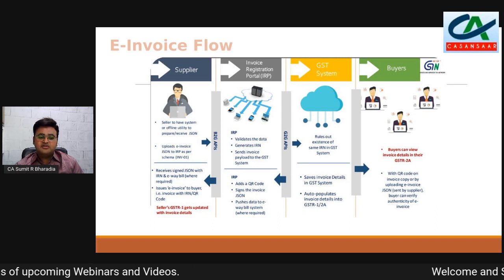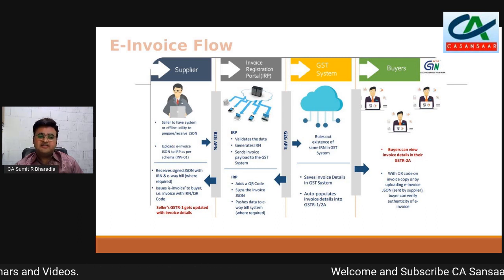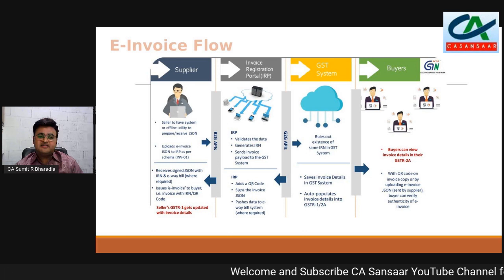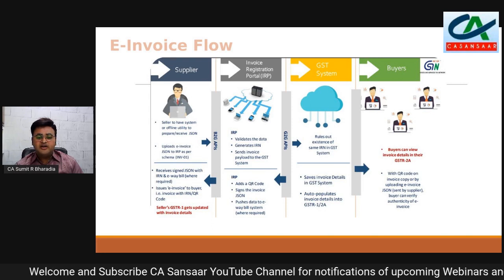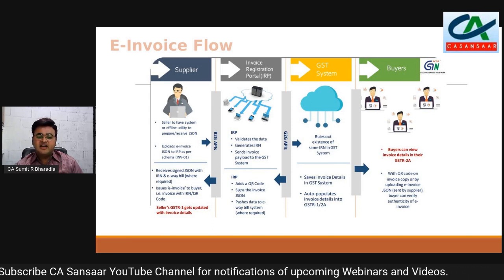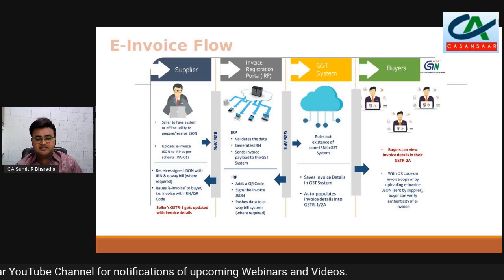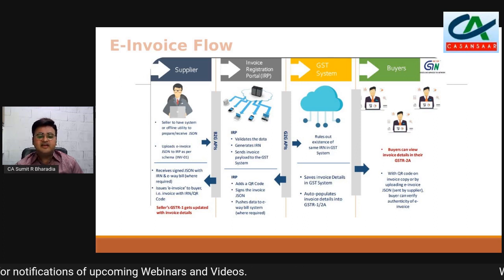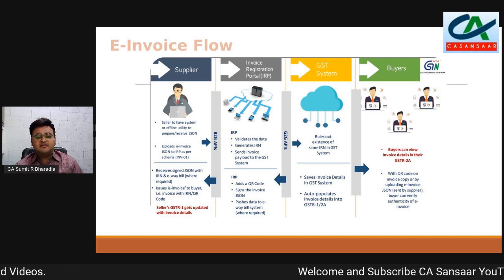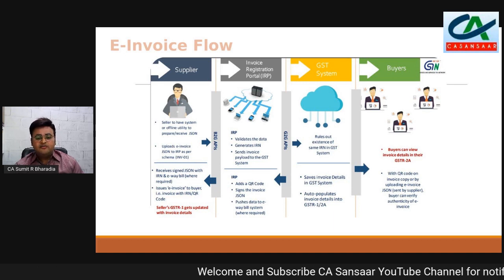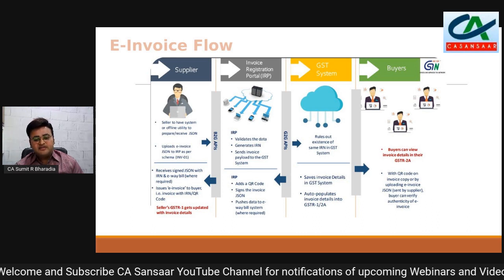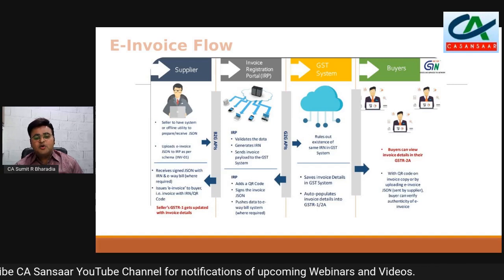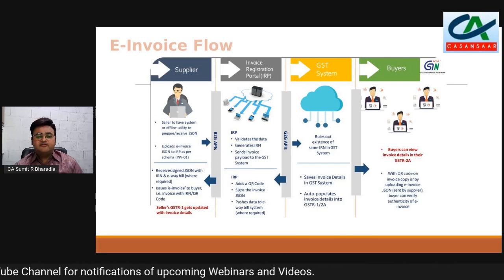Now let's see the e-invoicing flow, how the e-invoicing system flows. First, the supplier prepares his invoice in his system and then uploads it to the invoice registration portal. The invoice registration portal validates the data, generates the IRN and sends the invoice to the GST system. The GST system checks for the existing IRN, that is the duplication check. Then it is posted to the buyer's GSTR-2A. And now from the GST system, it is auto-populated in the GSTR-1 of the supplier, and IRP adds the QR code and a JSON file is generated.